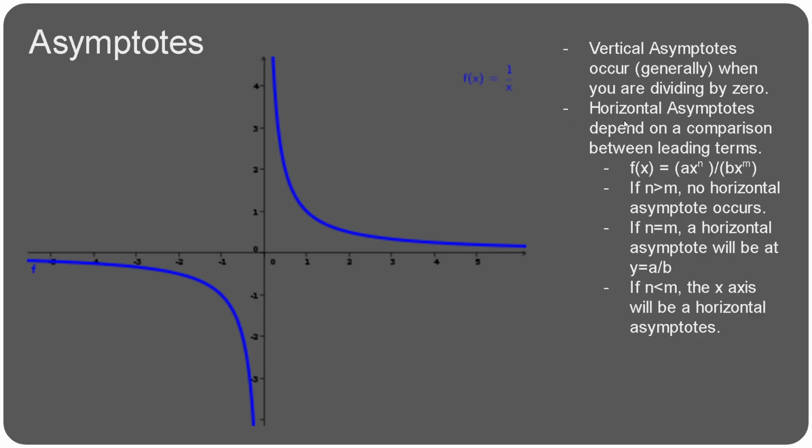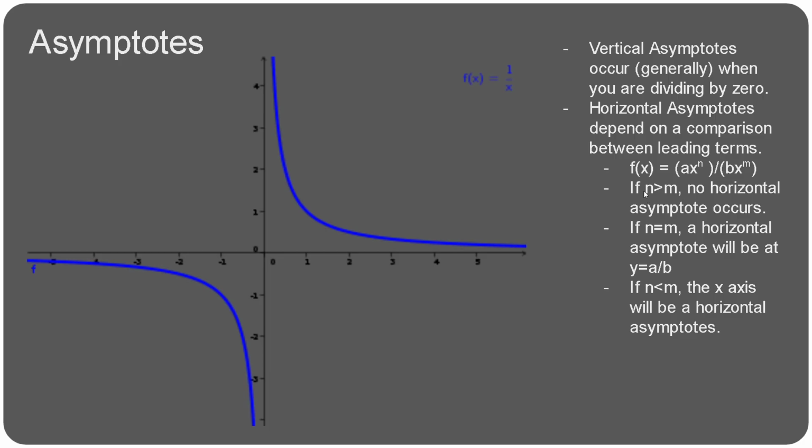Horizontal asymptotes, once again, are kind of important when dealing with limits. And I see them as a comparison between your leading terms. I wish I could have a diagram showing this, but let's just imagine a function f of x is equal to ax to the power of n divided by bx to the power of m. So if n is greater than m, so that means that the top of the fraction is more powerful or big, you can say, than the bottom of the function, then no horizontal asymptote will occur.